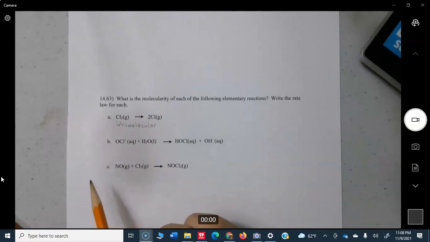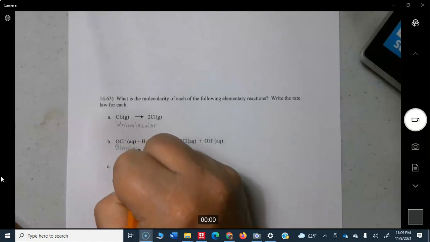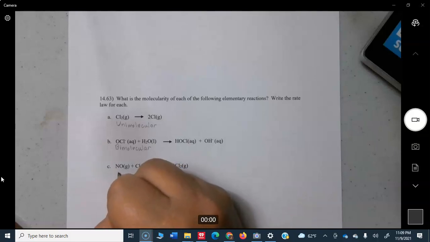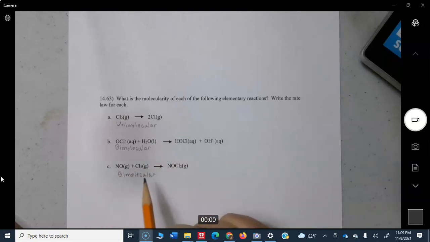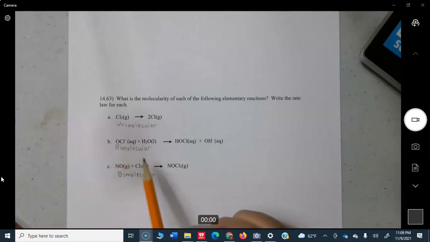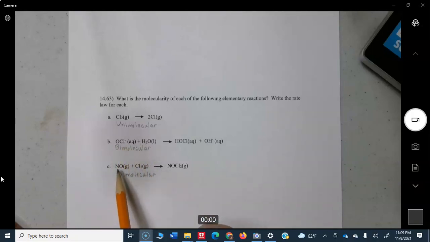When you have two different compounds, ions, or atoms striking each other, that's called bimolecular. And the following is also bimolecular. You have two different types of atoms, compounds, molecules. So it's more difficult for a bimolecular reaction to take place because you have to have just the right combination, in this case of the OCl and the H2O breaking apart, recombining, or in this case the NO and the Cl2 breaking apart and recombining.